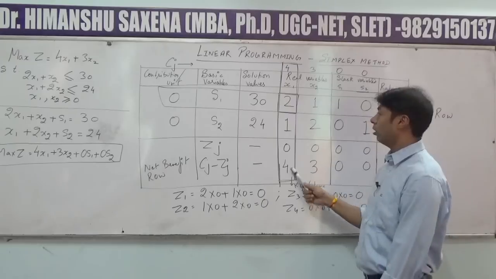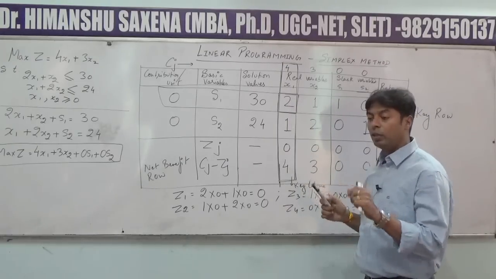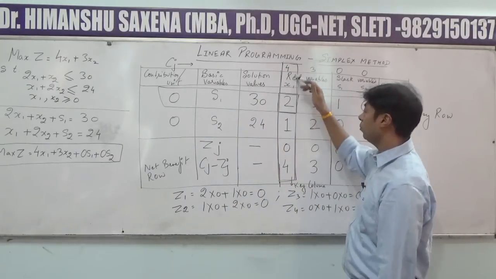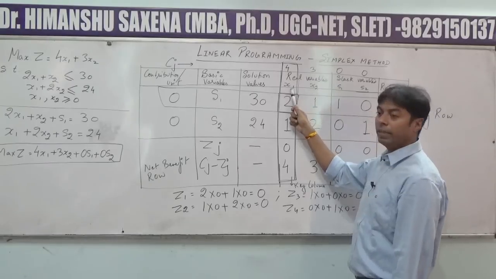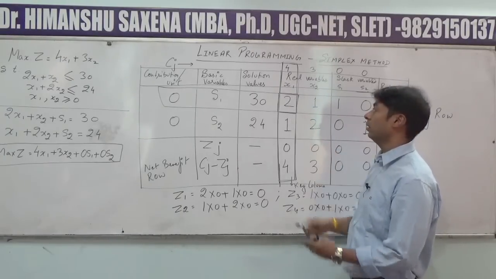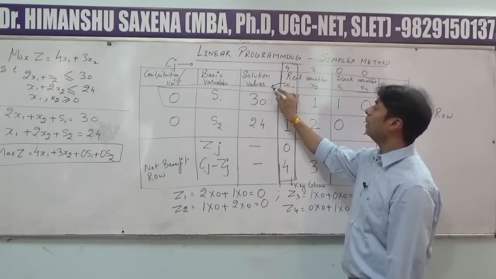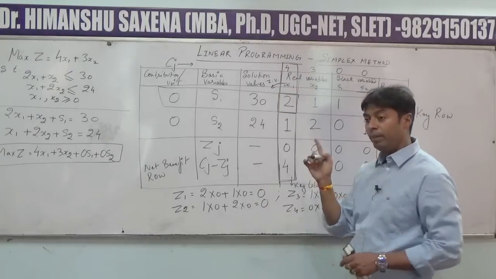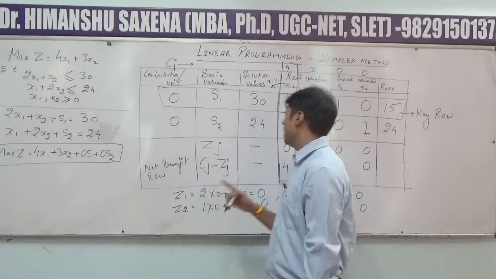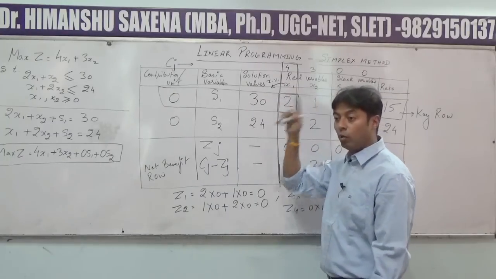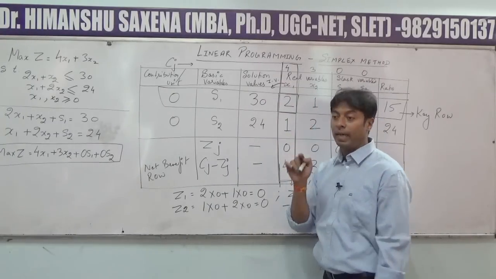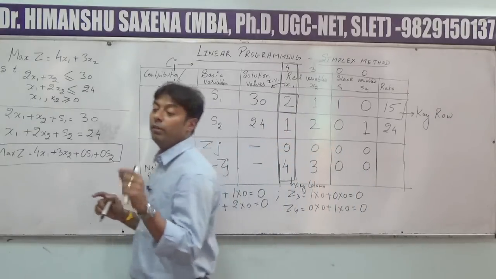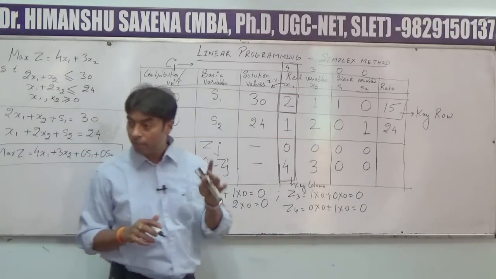Now look at this key column. There are two kinds of elements, constants and variables. All these values are constants. There is a variable represented by x1. Now this x1 will be termed the incoming variable. When we construct the second table, this variable x1 will go in, and in place of that, one variable will go out. The variable which will go out will be called the outgoing variable.